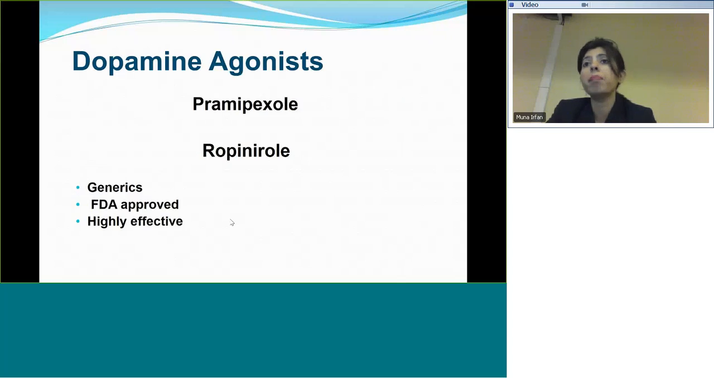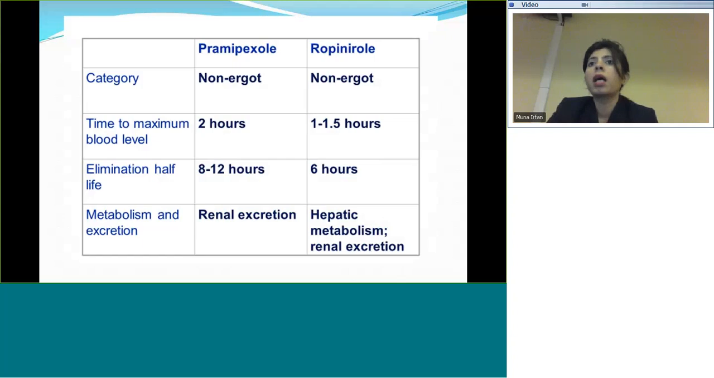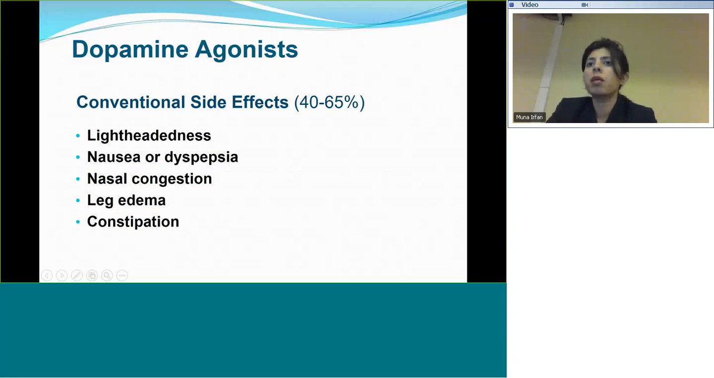So the next class, basically dopamine agonists. The mainstay of treatment after the iron replacement has classically been dopamine agonists, pramipexole or ropinirole. Both of them are generic, both of them are FDA approved, widely available, highly effective. Of course, this table briefly relates the pharmacodynamics, metabolism and excretion, pharmacokinetics. But let's briefly talk about the side effects.